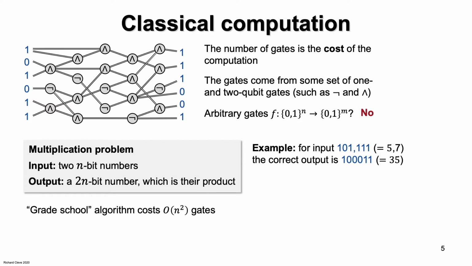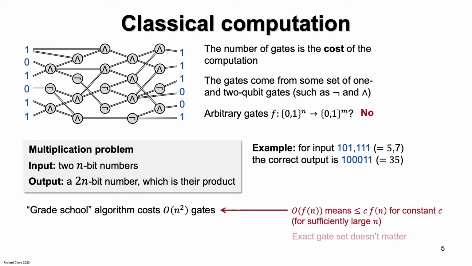The constant depends on the exact gate set that you use, and we'll often use the big O notation to suppress that. Of course, if we want to implement an algorithm, then we do care about how small that constant can be. But if we're looking at things theoretically, then the big O notation helps us focus attention on the underlying growth rate.